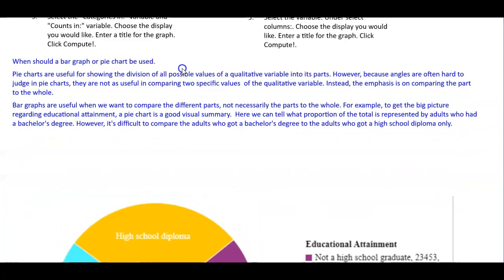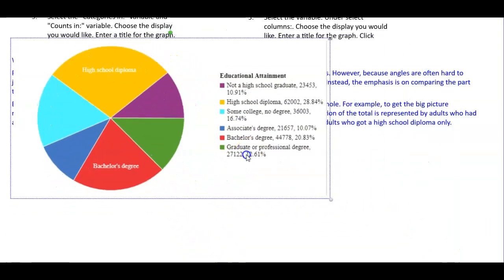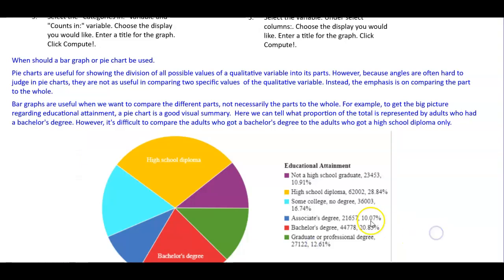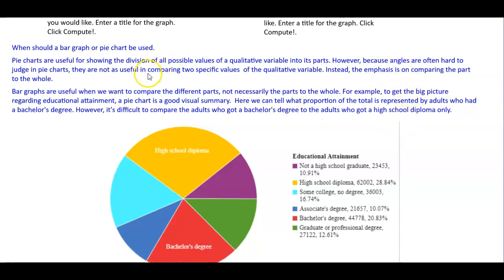So the question states, when should a bar graph or pie chart be used? Okay, well, let's take a look here. Pie charts are useful for showing the division of all possible values of a qualitative variable into its parts. However, because angles are often hard to judge in parts, they are not as useful in comparing two specific values of the qualitative variable. Instead, the emphasis is on comparing the part to the whole. Bar graphs are useful when we want to compare the different parts, not necessarily the parts to the whole.